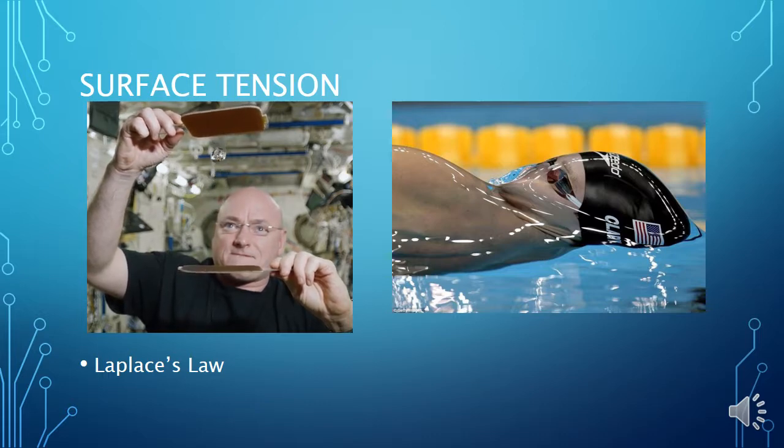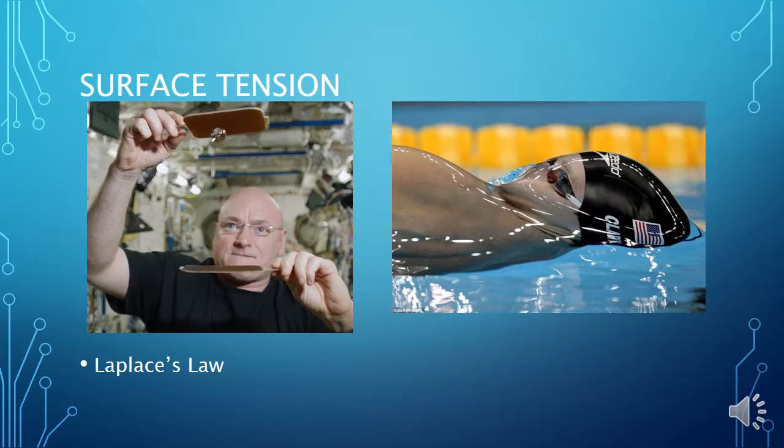So we have a couple examples of surface tension here. On the right, you see a swimmer. He or she, I'm not exactly sure, this was from the Olympics, but he was about to break the water surface there. You can see that the molecules of water are still holding themselves together. So he's about to break the surface tension there.